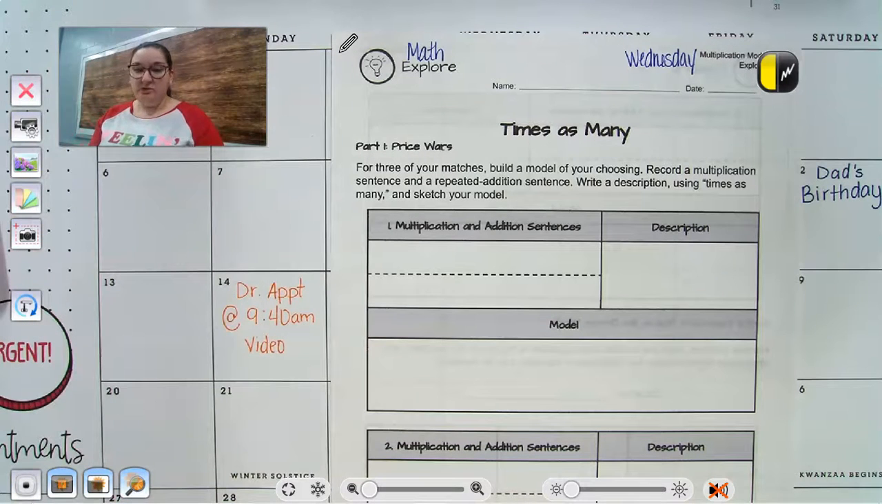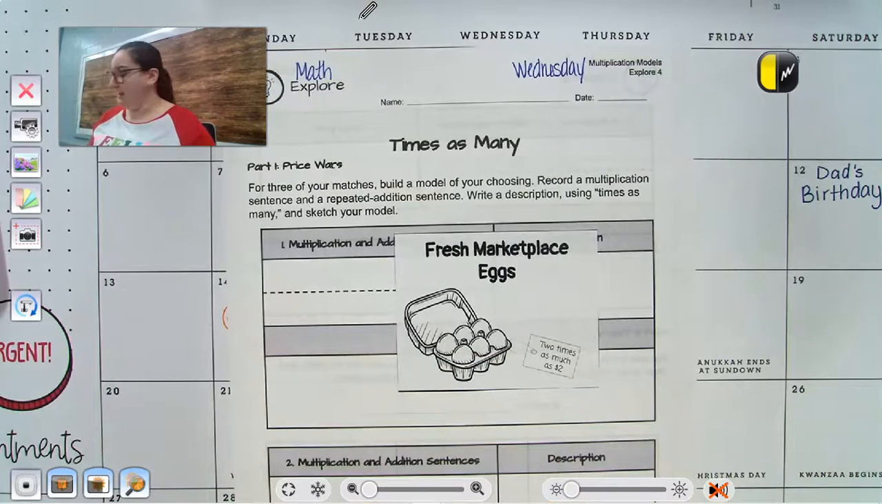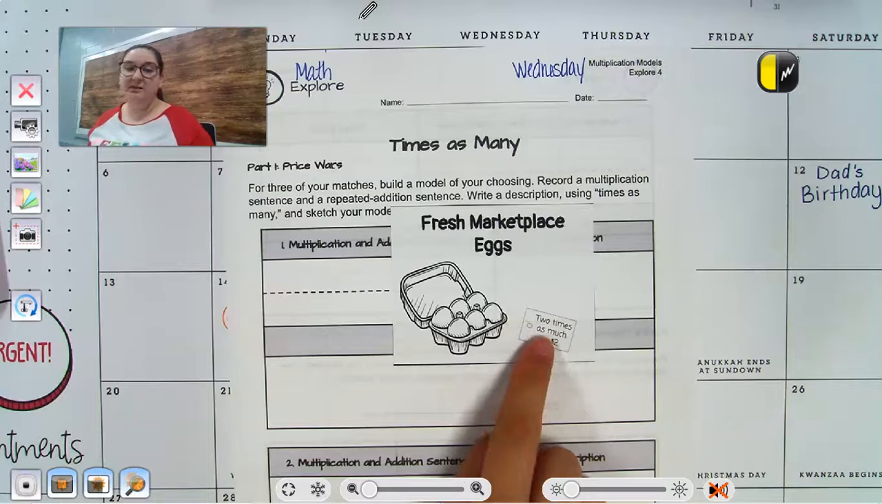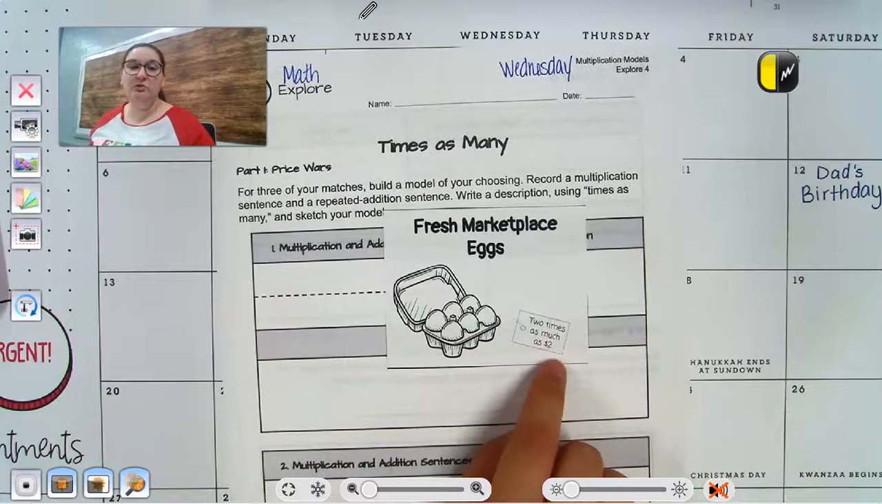And how do we work a problem like that? So we're going to be going to the grocery store and looking at some prices of some items that I need to buy. And the prices are going to be in times as much. And so we need to figure out how much that item is going to cost by doing multiplication. Okay, so our first one is eggs. I'm going to go to the fresh marketplace and buy eggs. And it's telling me that my eggs cost 2 times as much as $2.